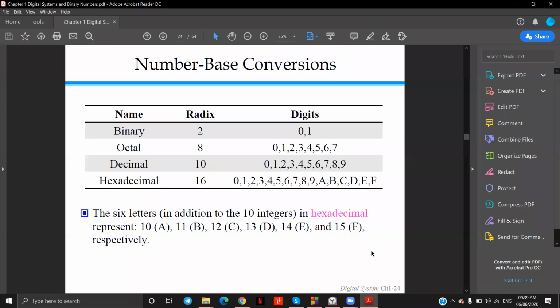Now I start number-based conversions. In the binary number system there are 2 digits, 0, 1. In the octal number system there are 8 digits, 0, 1, 2, 3, 4, 5, 6, 7. In the decimal number system there are 10 digits, 0, 1, 2, 3, 4, 5, 6, 7, 8, 9. And in the hexadecimal number system there are 16 digits, 0 to 9 and A to F.